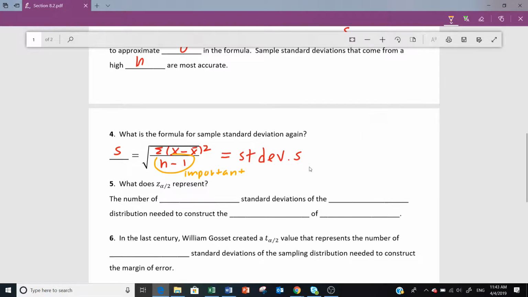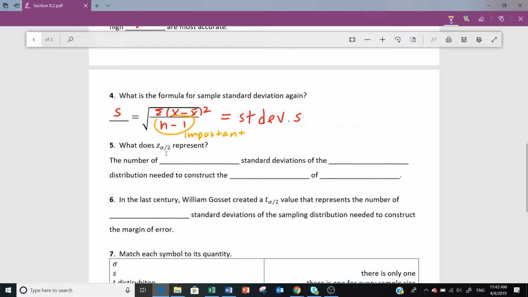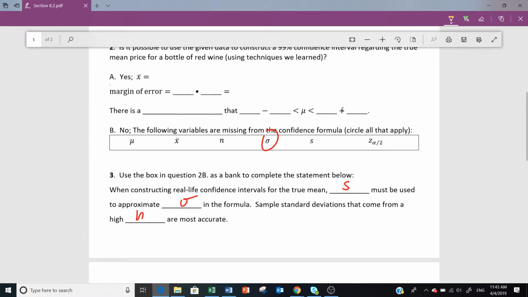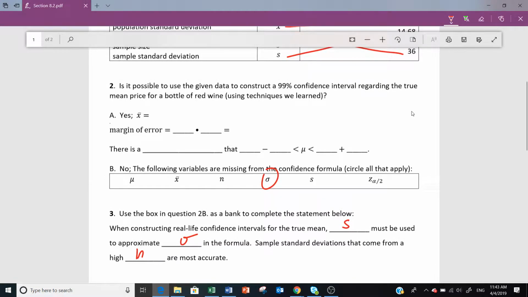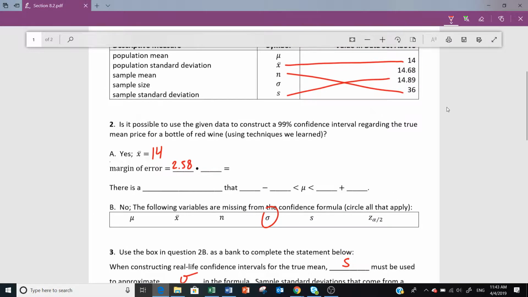But another thing we have to talk about is the C alpha over 2 symbol. So a lot of us were constructing the formula for the confidence interval. We found that the sample mean was 14, and then we found the margin of error. For 99%, we took the 2.58, and then we multiplied it by, I saw Lauren's group doing this last time, the 14.89, and then dividing it by the square root of 36. What's the problem with this, though?